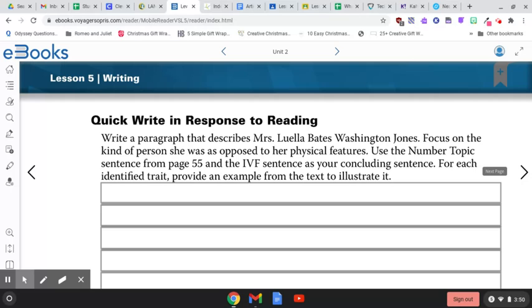Now I want you to turn to page 56 in your student books. Let's look at our instructions. Write a paragraph that describes Mrs. Luella Bates Washington Jones. Focus on the kind of person she was as opposed to her physical features. Use the number topic sentence from page 55 and the IVF sentence as your concluding sentence. For each identified trait, provide an example from the text to illustrate it. So I'm going to give you some time to work on your paragraph.